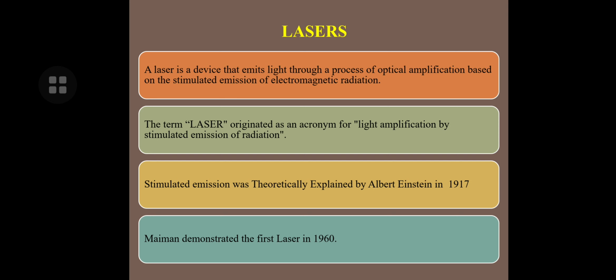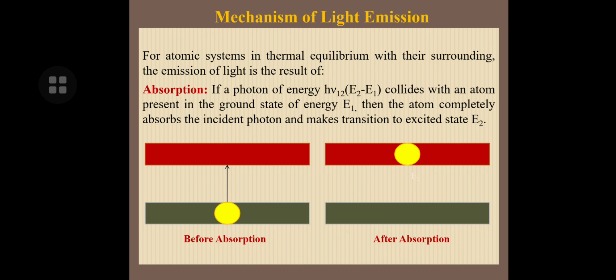This stimulated emission was explained by Albert Einstein in 1917, and based on his hypothesis, Maiman developed the first laser, the ruby laser, in 1960. There are a few basic concepts in lasers, which we can call the mechanisms of light emission. The first one is stimulated absorption, or simply absorption.